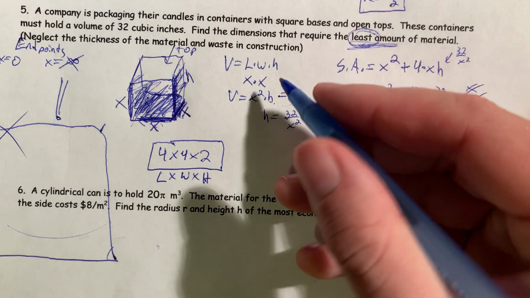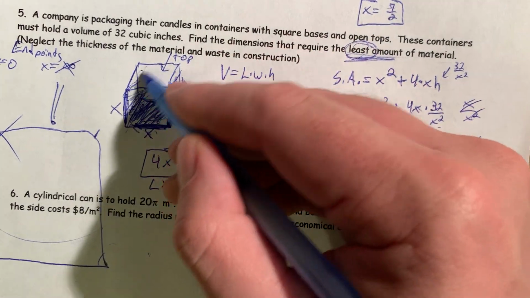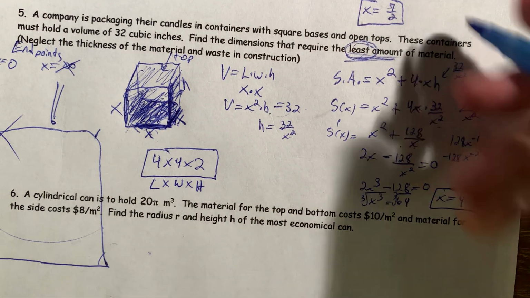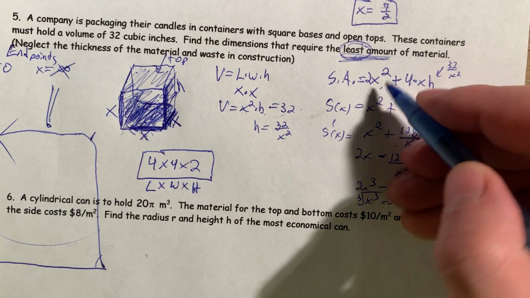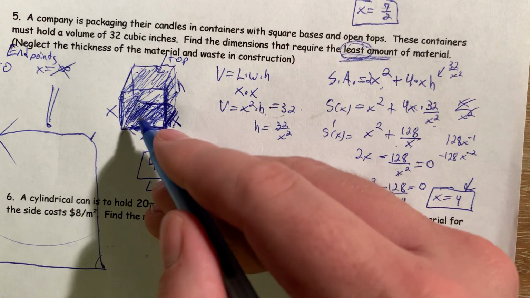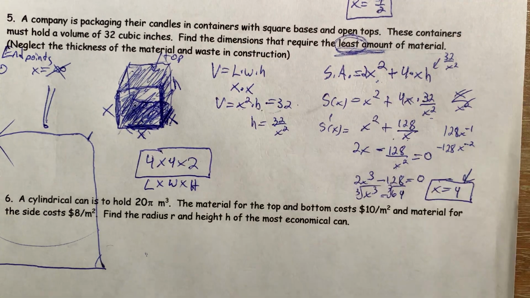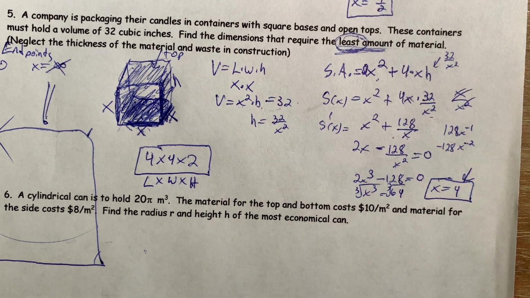Okay. I just want to point out that the open top meant there was only one bottom that was x squared. If the top had been closed, it would have been 2x squared for the total surface area, because it would have been an x squared on the bottom and an x squared on the top, but instead it was only 1x squared because there was an open top.